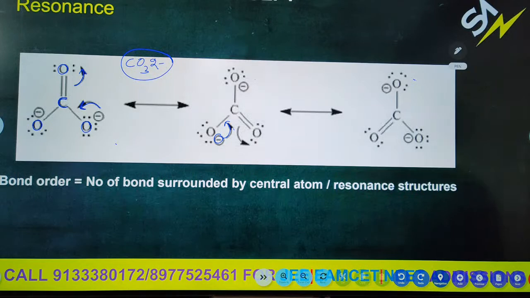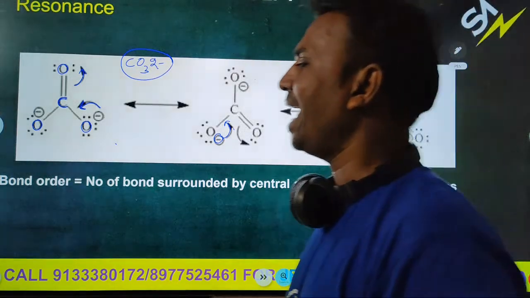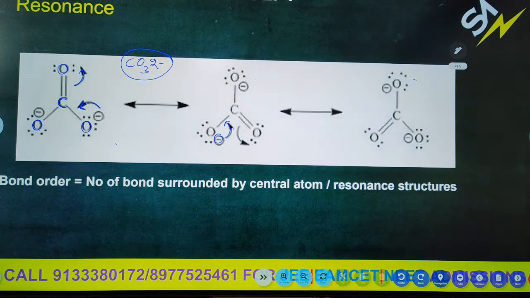In this way, how many resonance structures does the carbonate anion show? We got 3 resonance structures for the carbonate anion. So the carbonate anion has 3 resonance structures. After getting the resonance structures, what is our function? Find out its bond order. So what is the bond order formula?